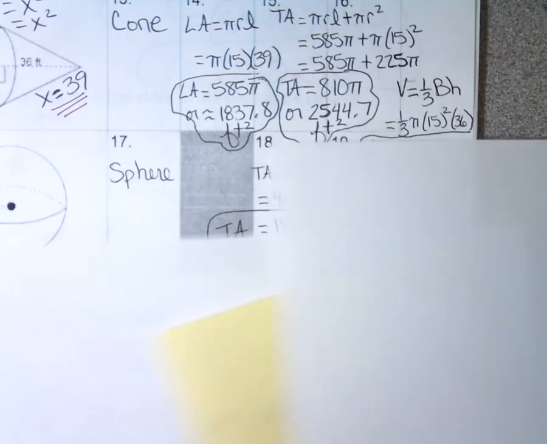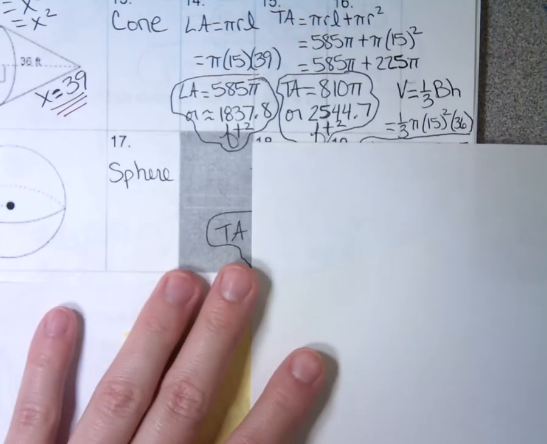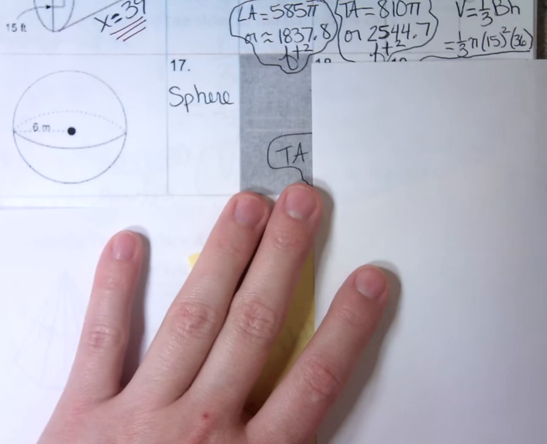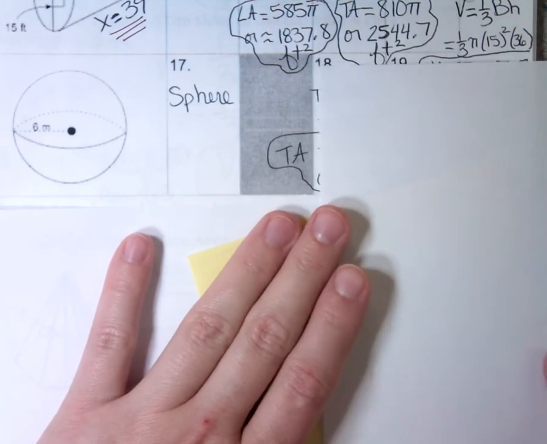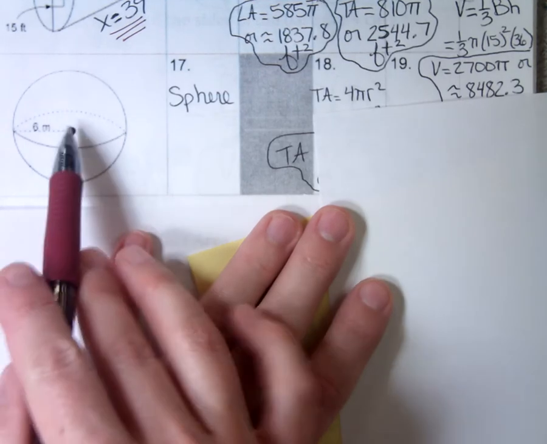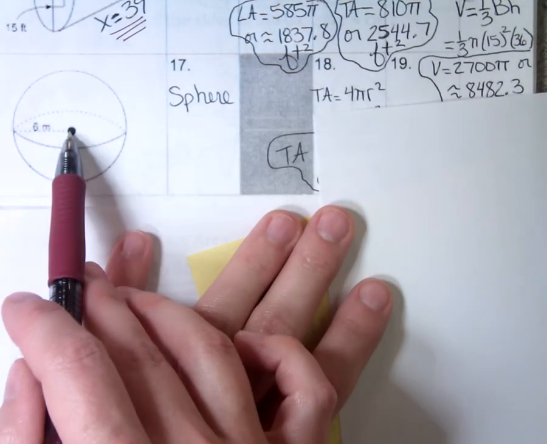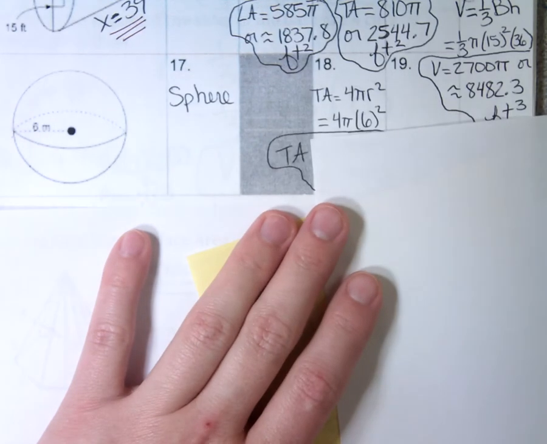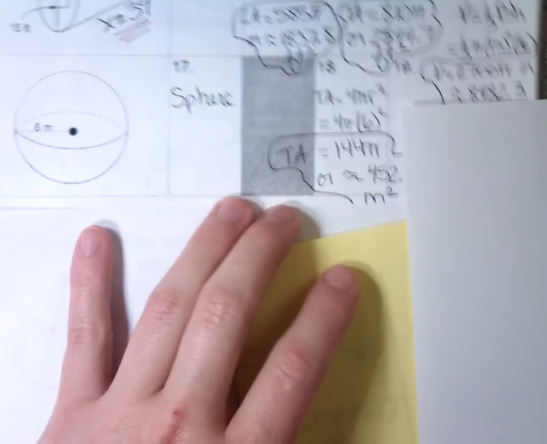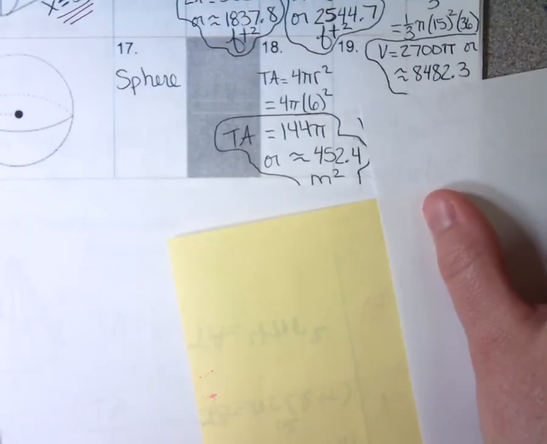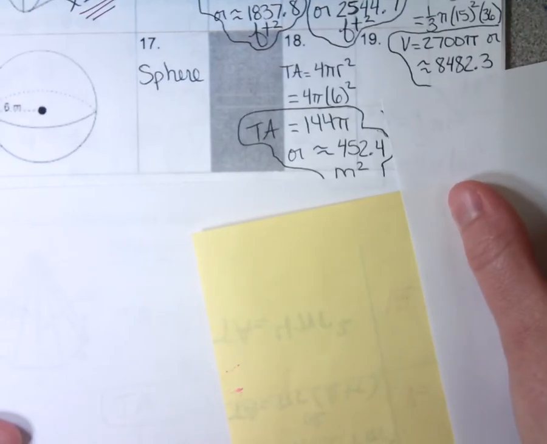Okay, next section is our sphere, and we do not have a lateral area formula for this, so we jump straight into the total surface area, and that is 4 pi r squared. The radius is 6, so 4 pi times 6 squared, and then that makes 144 pi, or approximately 452.4 meters squared.